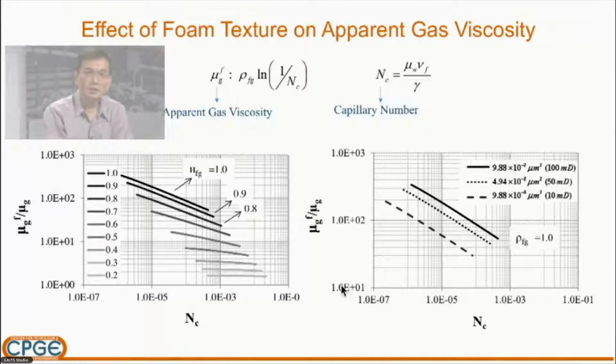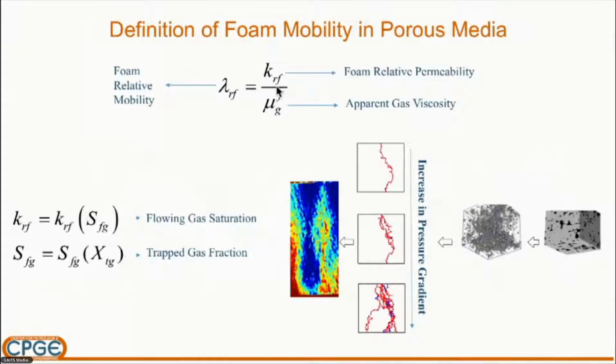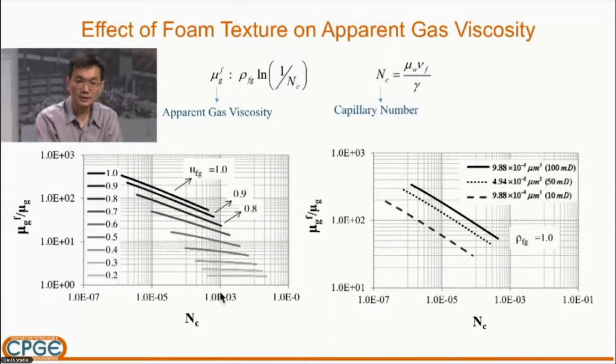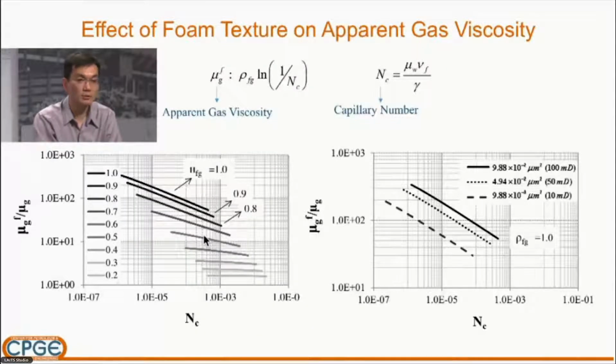Now, the second component of foam mobility is, of course, apparent gas viscosity. You remember the definition of foam mobility is relative permeability over the gas viscosity. So let's talk about gas viscosity here. This figure shows the apparent gas viscosity in foam normalized to the ordinary gas viscosity as a function of capillary number. This expression shows the definition of capillary number. One way to increase the capillary number in the pore network is to increase the foam velocity. And you can see as the velocity of the foam increases, the apparent viscosity of the foam goes down, suggesting that foam is a shear thinning fluid.